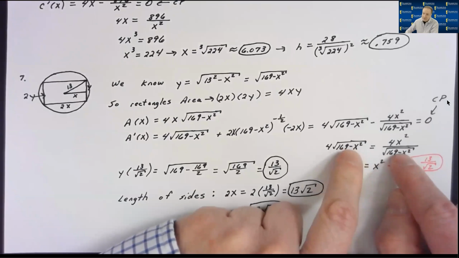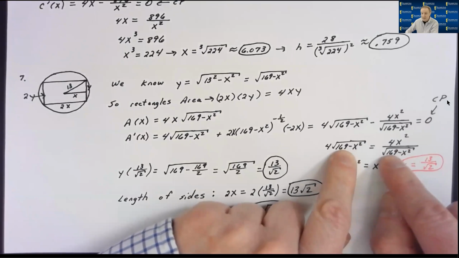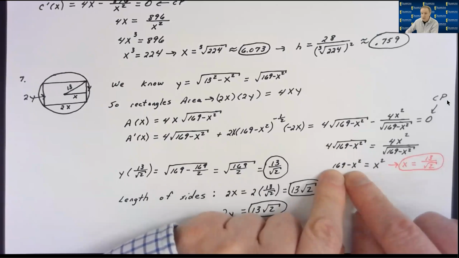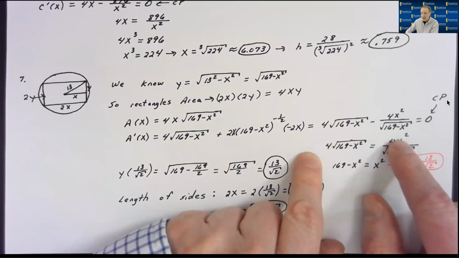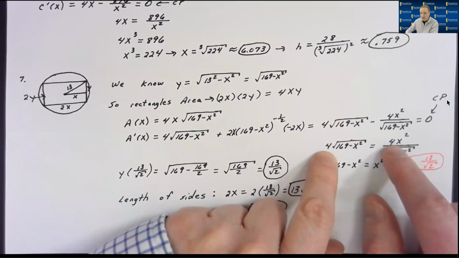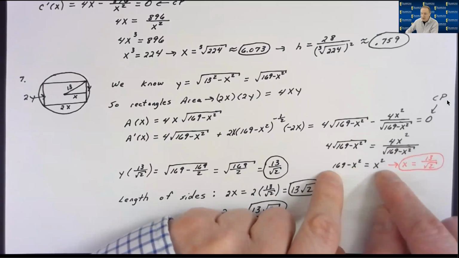When you multiply the square root of 169 minus x squared times the square root of 169 minus x squared, you just get the group 169 minus x squared. Then I went ahead and said, instead of multiplying that by 4, let's divide both sides by 4 at the same time. And 4x squared divided by 4 is x squared. Now, this gave me a solution of, well, 2x squared would equal 169.